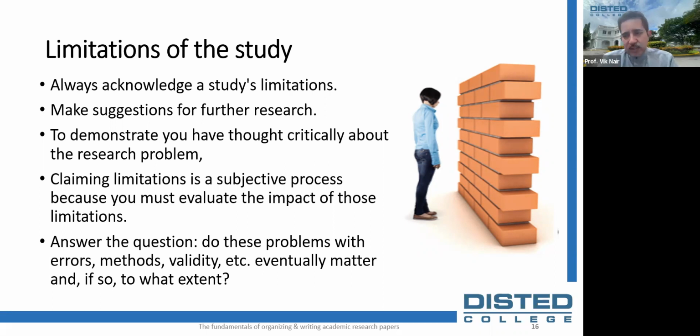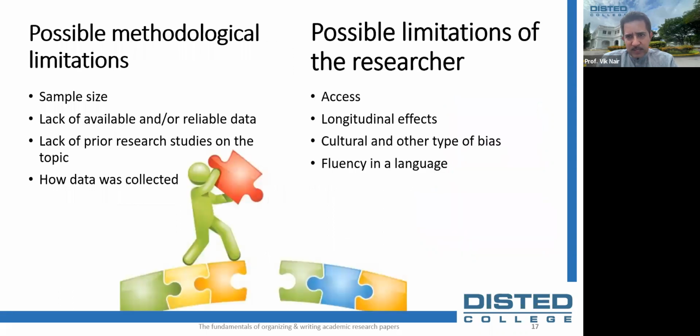Okay, so you should answer the question in the limitation, whether this problem, with errors in terms of the method or the validity, is impacting or not. Okay, because if it's going to impact the actual sampling of your findings, that will also impact the validity of your study. So when you talk about this limitation, there are two ways of looking at it.